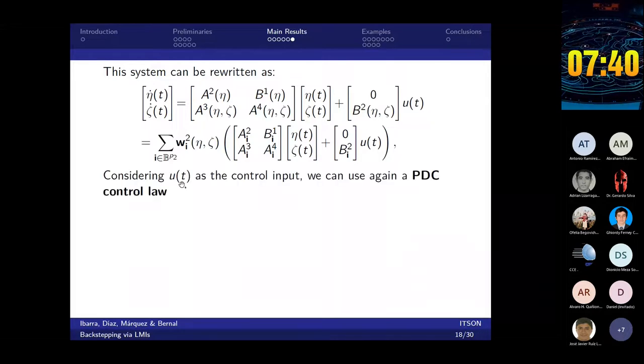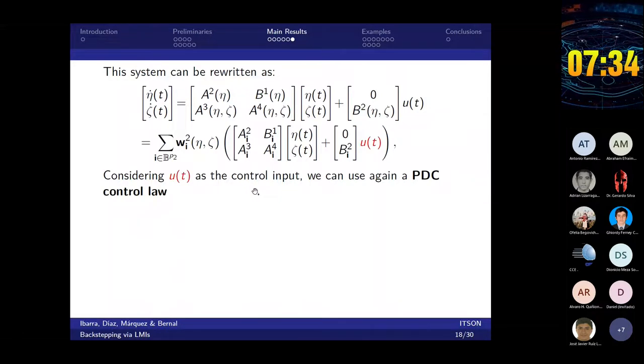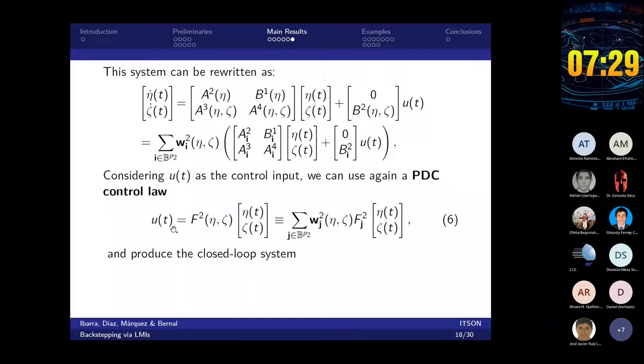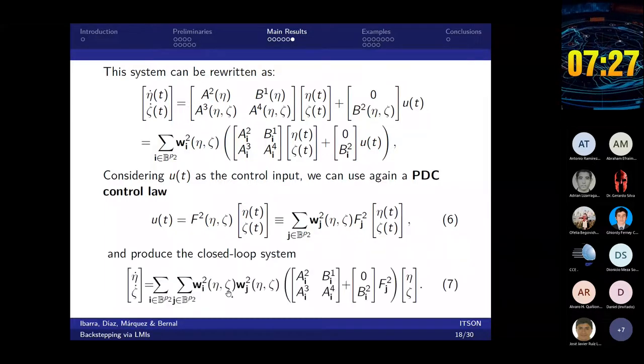Now, if we consider u as the control input of this system, we can use again a PDC control law, as the one shown here, that involves eta and zeta. And we can produce this closed loop system shown below here. We just need to find the gains F2 below here. And if we find them, we can establish this equivalent system. And consequently, we will stabilize the original system.